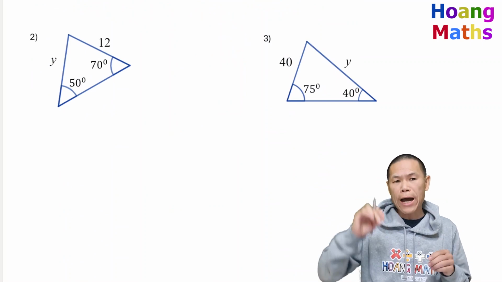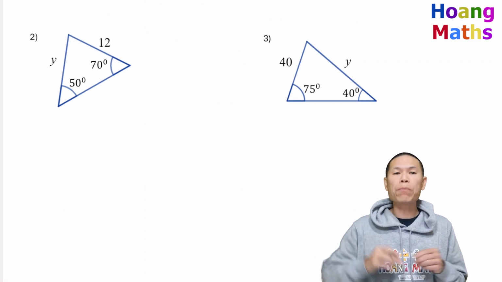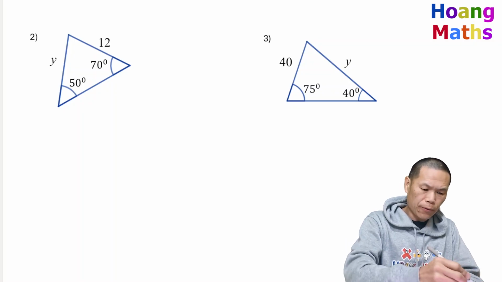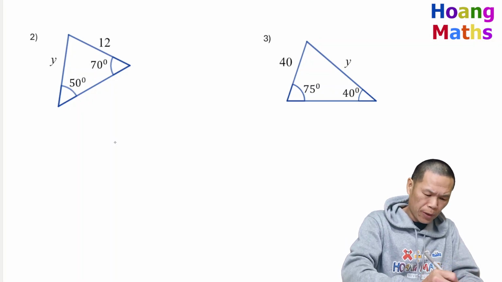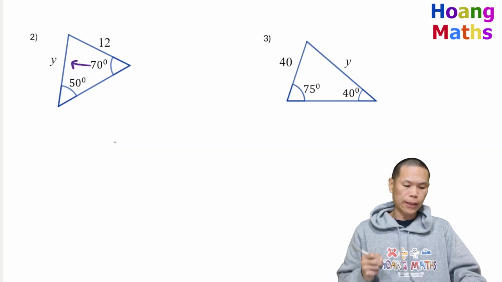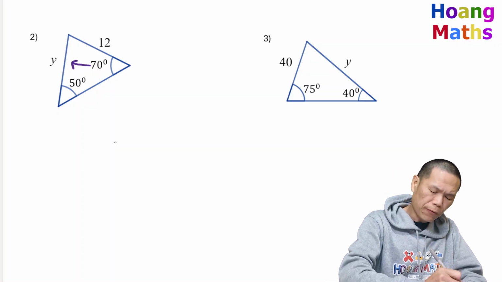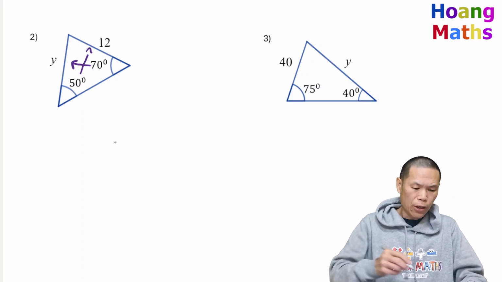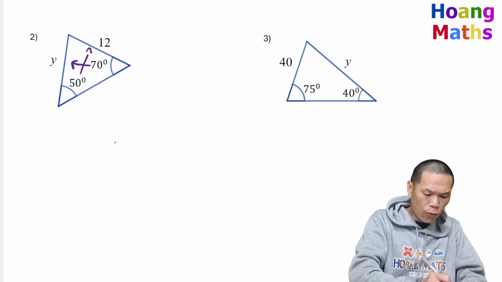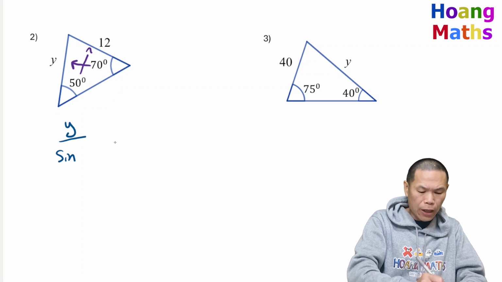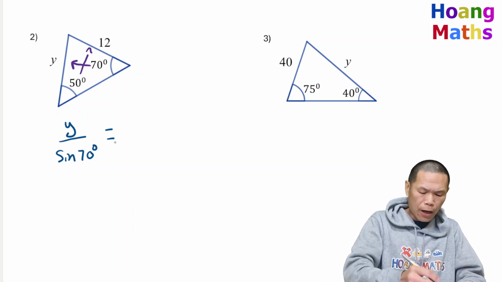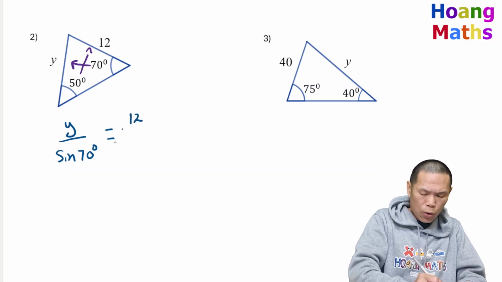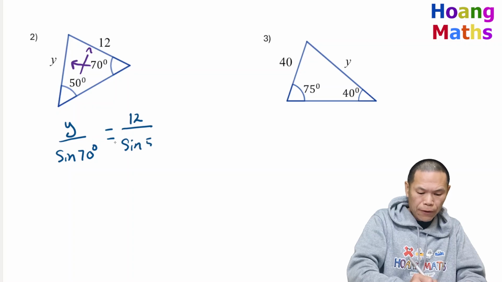Question number 2. So first of all, we need to identify the opposite side with the opposite angle first. So first of all, we know that y is opposite of angle 70 degrees. And 50 degrees is opposite the side, which is 12. Okay, so now we just go y over sine of the opposite angle, that is 70 degrees, is equal to 12 over sine of 50 degrees.